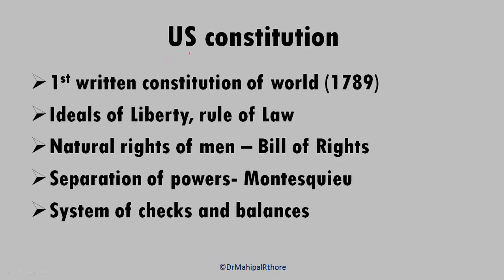Then we will talk briefly about the US Constitution. It was the first written constitution of the world. This is also very important. Up till now, no country believed in a written constitution. The country was ruled according to the whims and fancies of the rulers mostly. In some cases, there was some sort of control, like in Britain, there was a parliament, but there also there was no written constitution. But for the first time, there was a written constitution. It was adopted in 1789. It came into force in 1789.